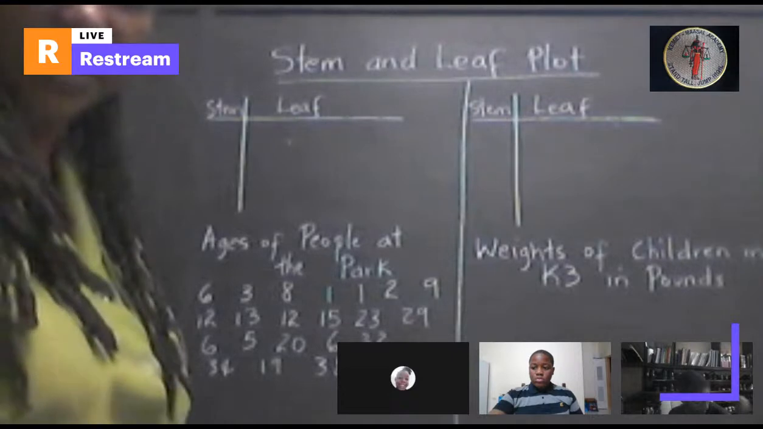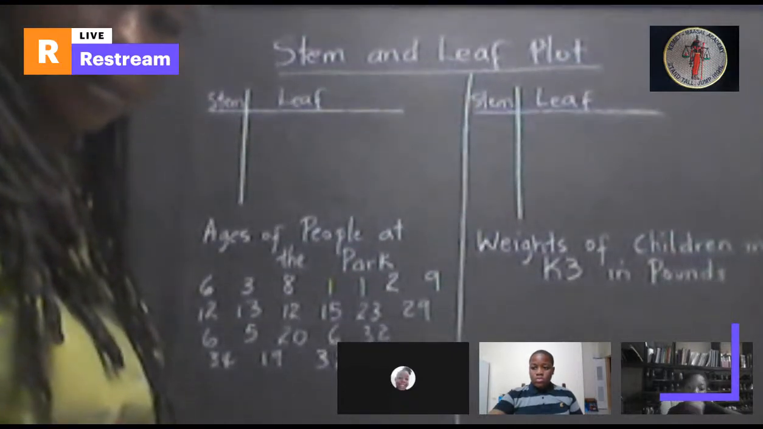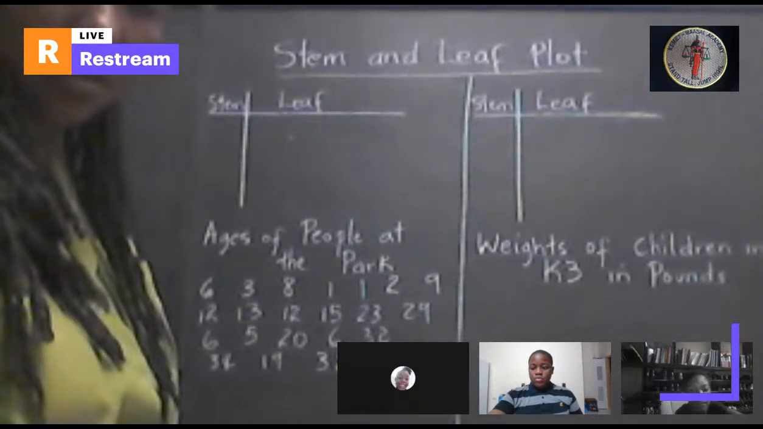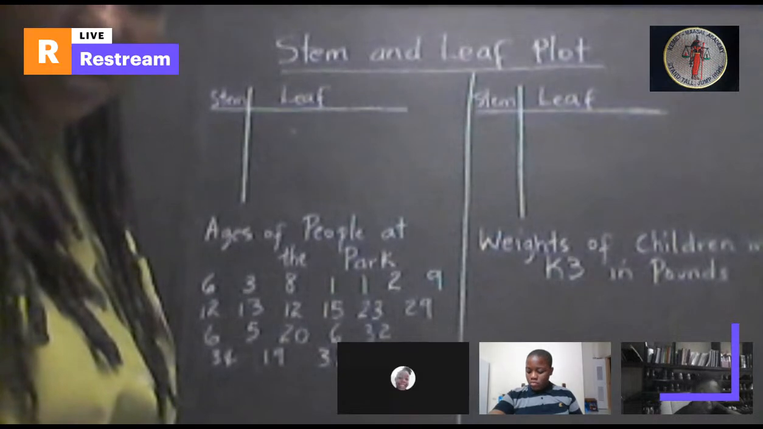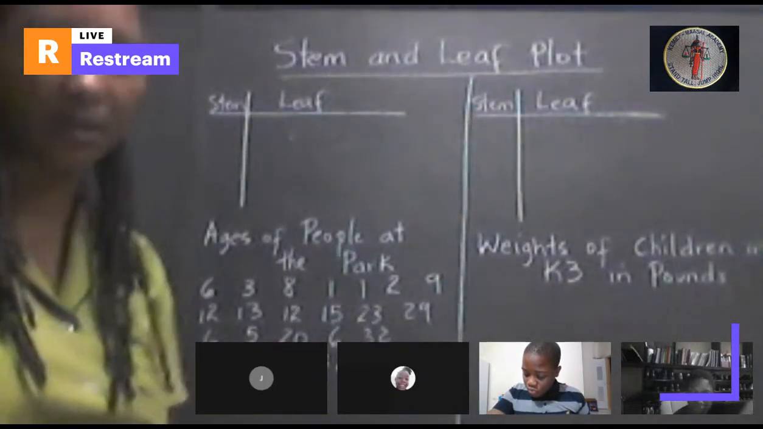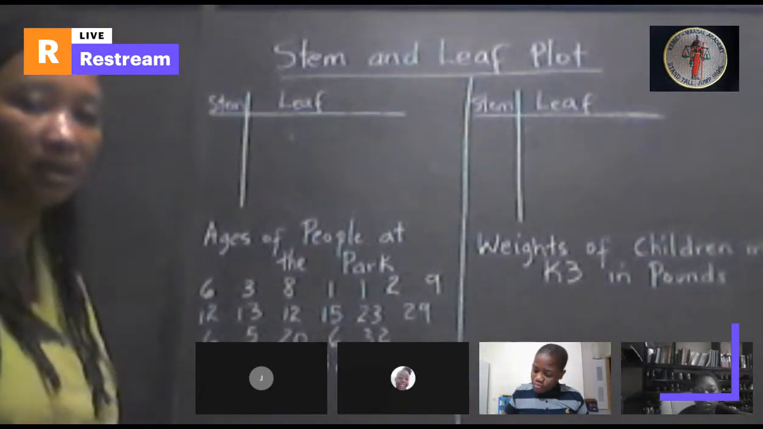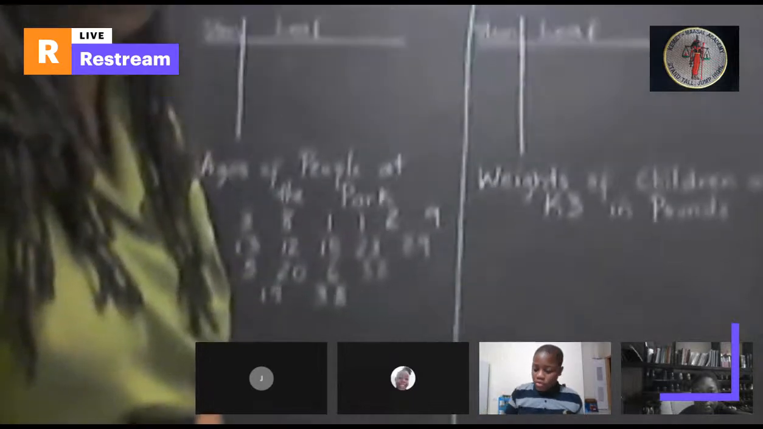Are you able to see the numbers? Yes, miss, but I can't see most of them, miss, except for the one that comes after nine. Miss, I can't see most of them. Miss, I can't see all of them. Most of them. I can see them now.